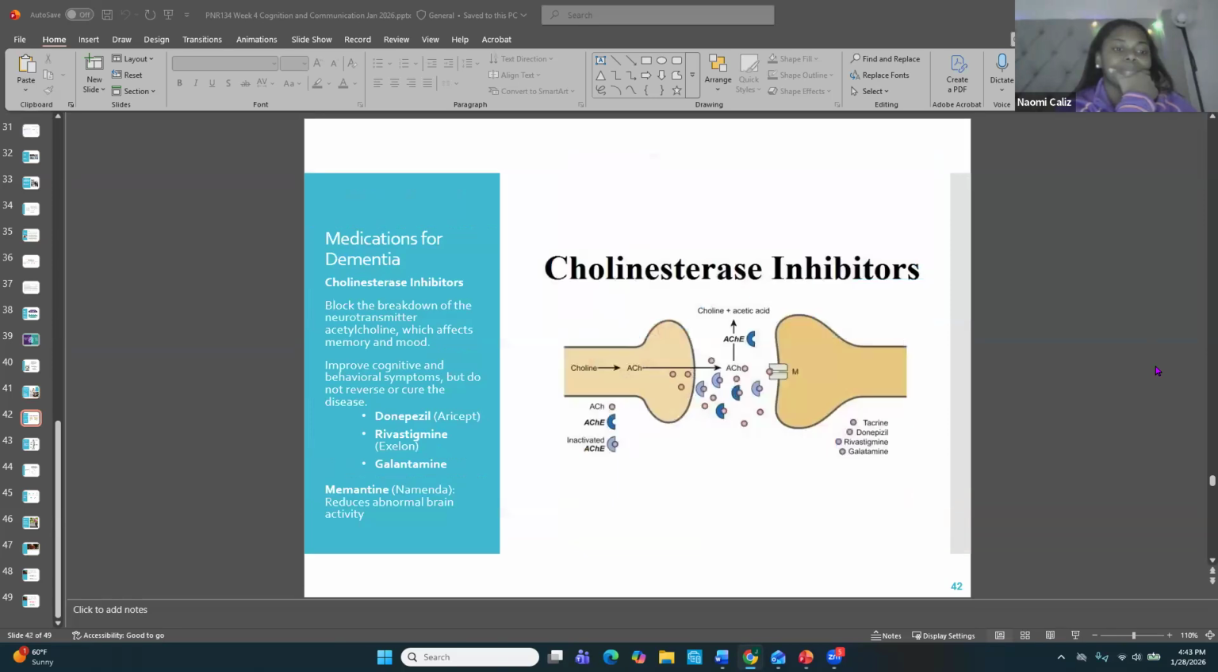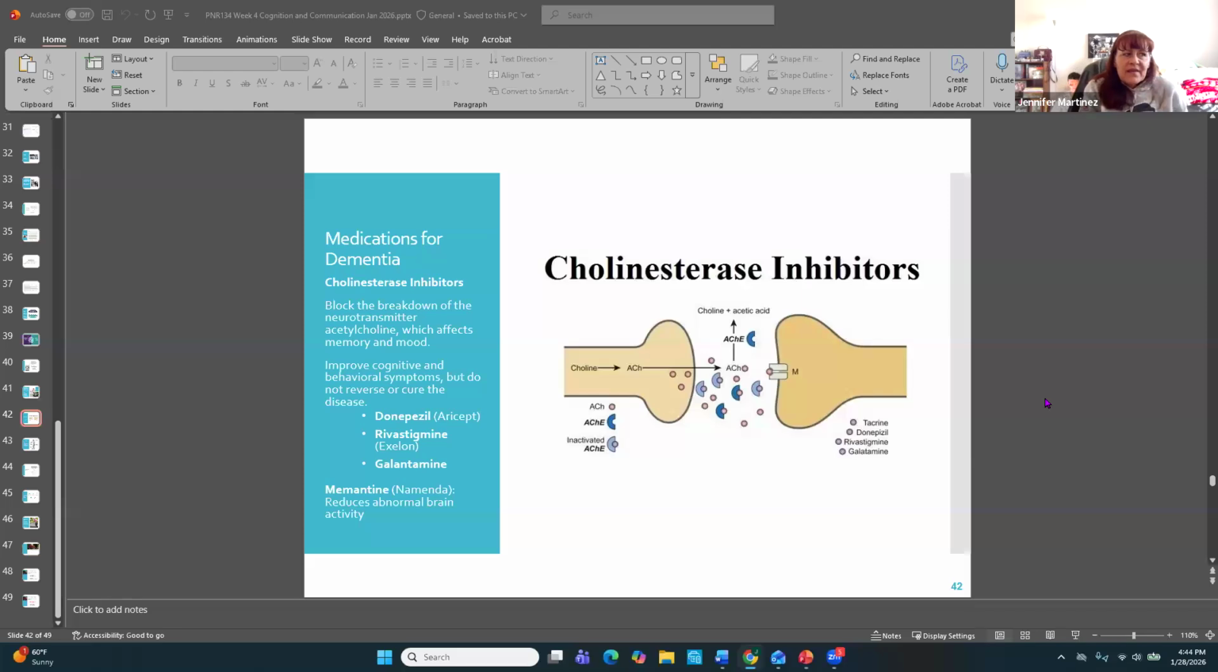All right. Medications for dementia. You guys are in pharm, so you've probably covered some of this already. We have what are called cholinesterase inhibitors. They block the breakdown of acetylcholine, which affects memory and mood. Cholinesterase is an enzyme that breaks down acetylcholine, so if we inhibit that enzyme, that allows for more acetylcholine to be present.